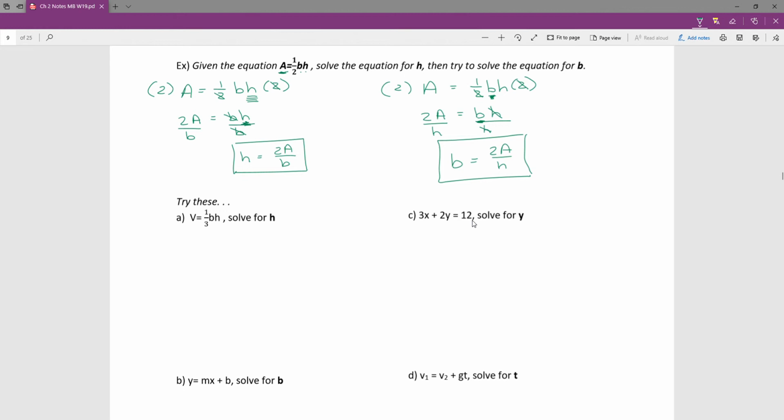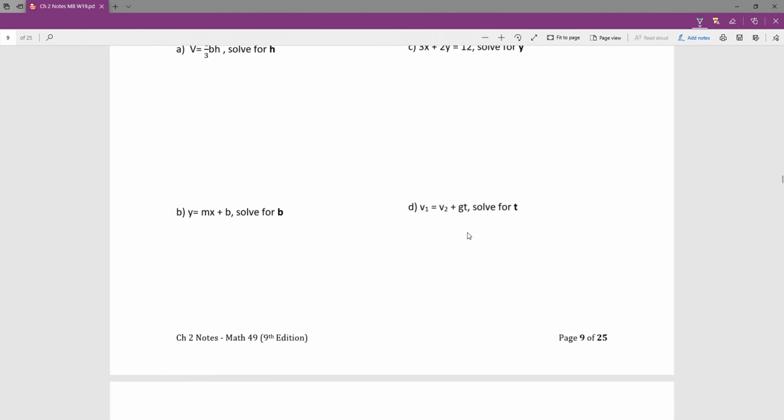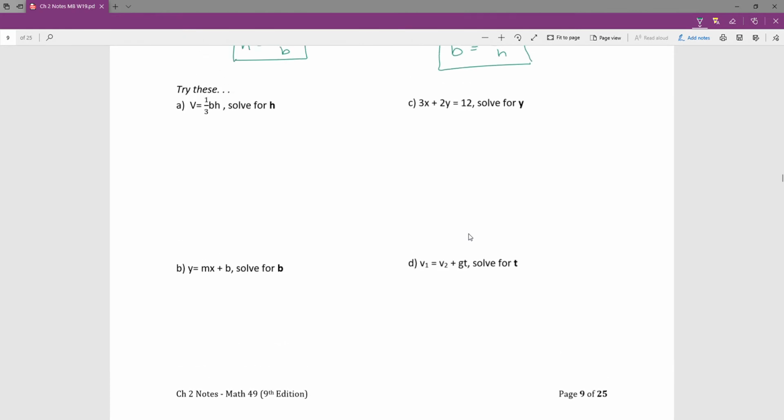I'm going to scroll here a little bit. We've got 4 at the bottom of the page here to give a try to. Some are similar. I'm going to talk through all of them just to give us that practice, sort of hearing the thought process behind. So I'm going to rewrite this one so that I can see it a bit better.